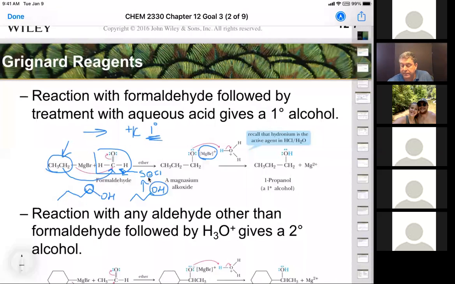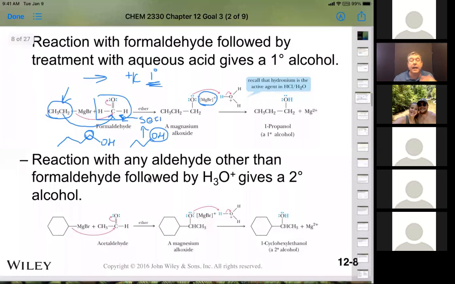Okay, so formaldehyde always leads to a primary alcohol and one more carbon on your Grignard reagent. So let's say we already had an aldehyde that had an alkyl chain on it, okay? If our aldehyde has an alkyl chain on it, we're going to add one more carbon bond, giving us a secondary alcohol, okay? So it doesn't matter which groups we have here. All you need to know is you have the Grignard of one and the aldehyde of the other, and you can make a secondary alcohol.